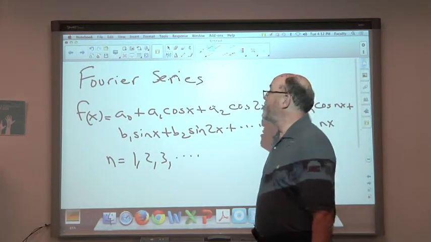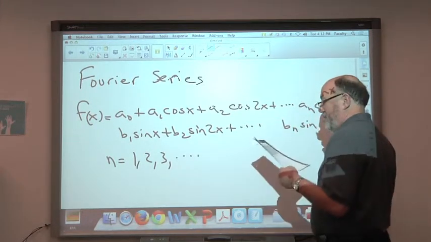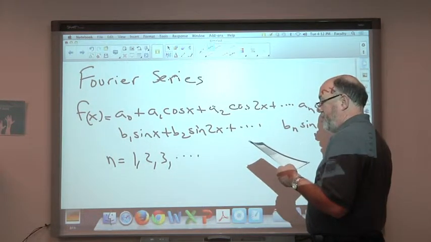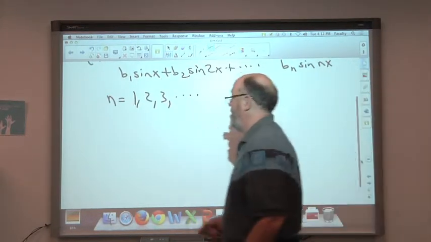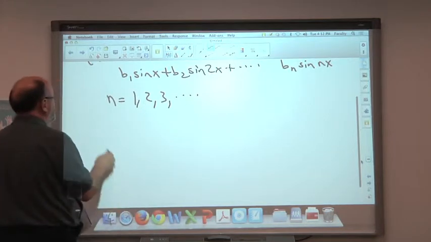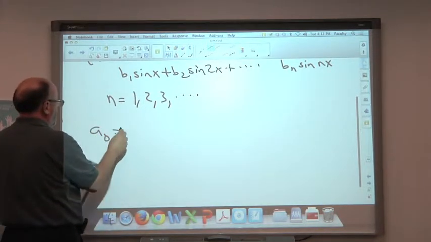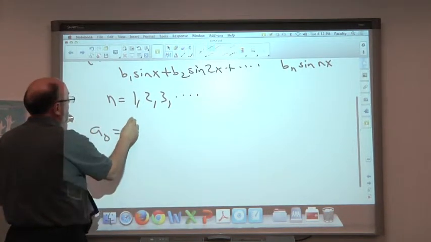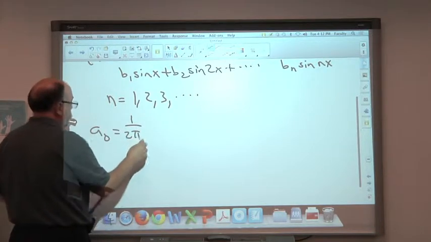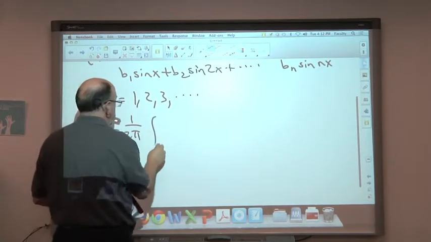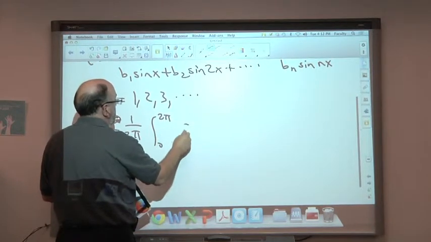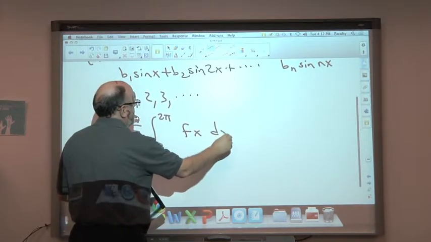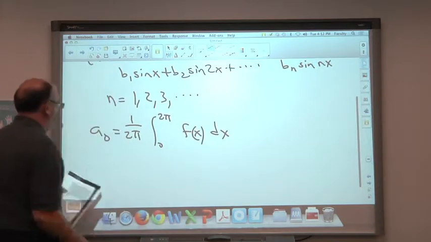And then you've got these coefficients a naught, a sub n, and b sub n. Those are determined by a very calculus. So a naught is given by 1 over 2 pi, integral 0 to 2 pi, f of x dx. That gives us the value of a naught.